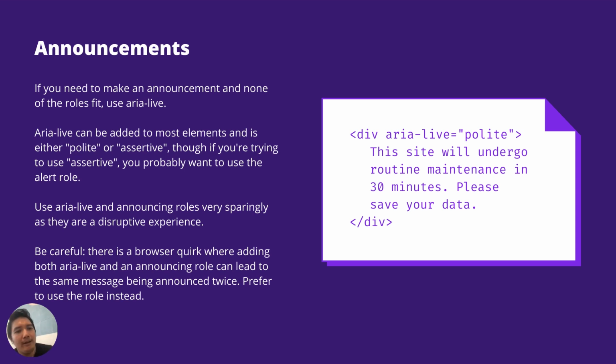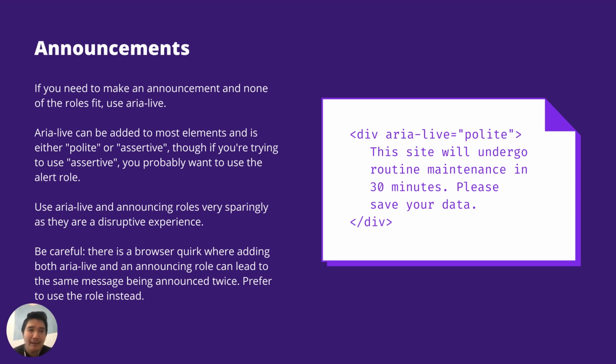You want to use aria-live and the announcing roles I mentioned before very sparingly, as they are quite intentionally a disruptive experience. But of course, there are really good reasons to use this, and you do want to notify users of something. If you're, say, on an online auction site, you want to announce pretty clearly that an item they were trying to buy has already been bought, or the timer is almost up.